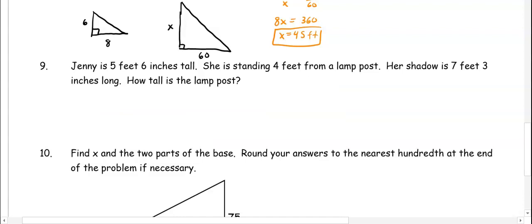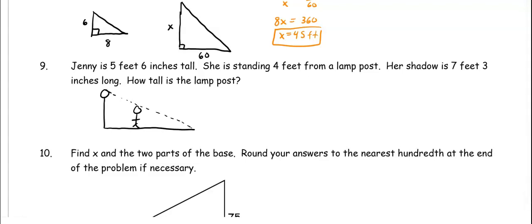In number 9, Jenny is 5 feet 6 inches tall. She is standing 4 feet from a lamppost, and her shadow is 7 feet 3 inches long. How tall is the lamppost? So in this picture, we have the lamppost, we have Jenny, and we have the shadow. So we're kind of creating a triangle here. Now, because we have feet and inches, we're going to convert everything to total inches.